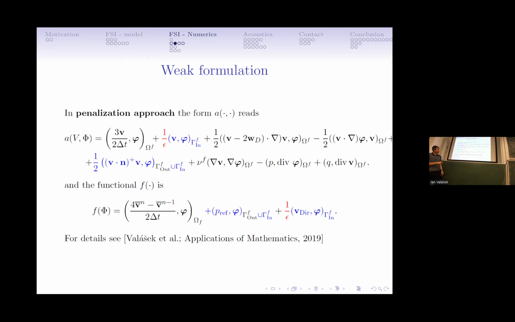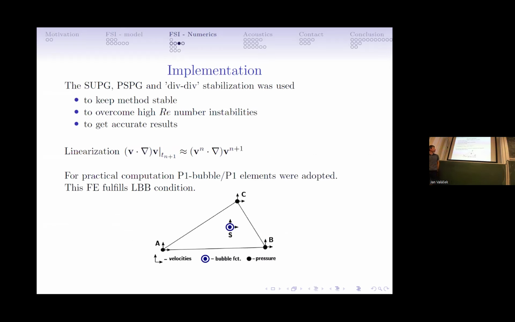And then this is the classical viscous part, pressure part, and the divergence-free constraint. And in red, you can see also the implementation, or the definition of how the inlet penalization boundary condition is applied in this sense. And this is the right hand side for this. Okay, and then here you can see some details.